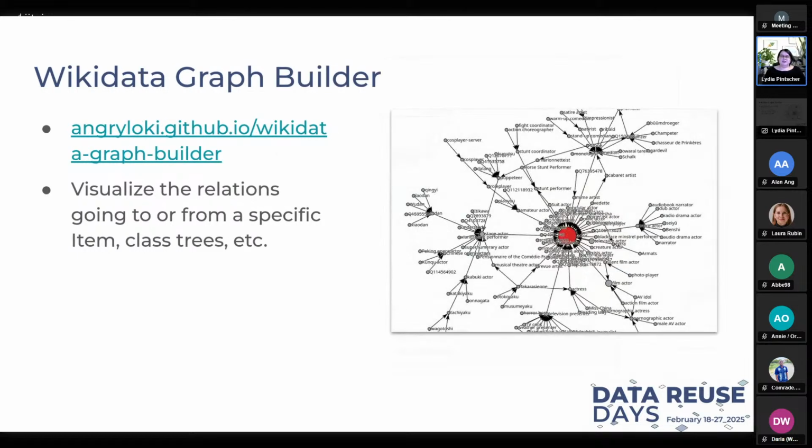Another thing that's potentially interesting for you if you're trying to explore the data before you're building your application is the Wikidata Graph Builder. That can help you visualize relations around a particular topic you're interested in and see how the different classes in that area are connected, so you get a better understanding of what is there.